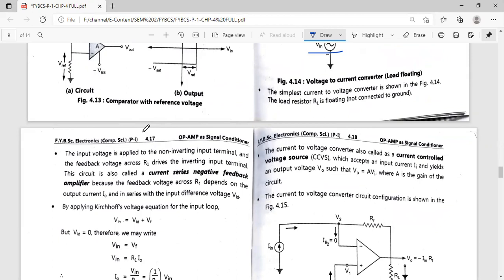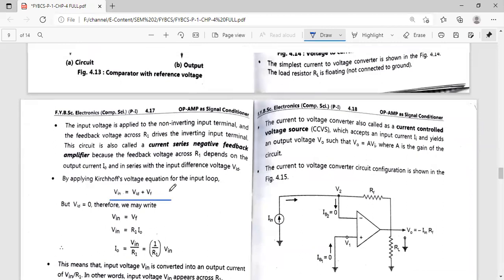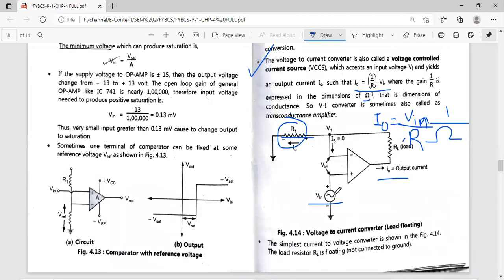Because the feedback voltage across R1 depends on the value of output current. Whatever voltage we are going to get across R1, that voltage is due to the output current I0, right? So we can just apply Kirchhoff's law at V in.